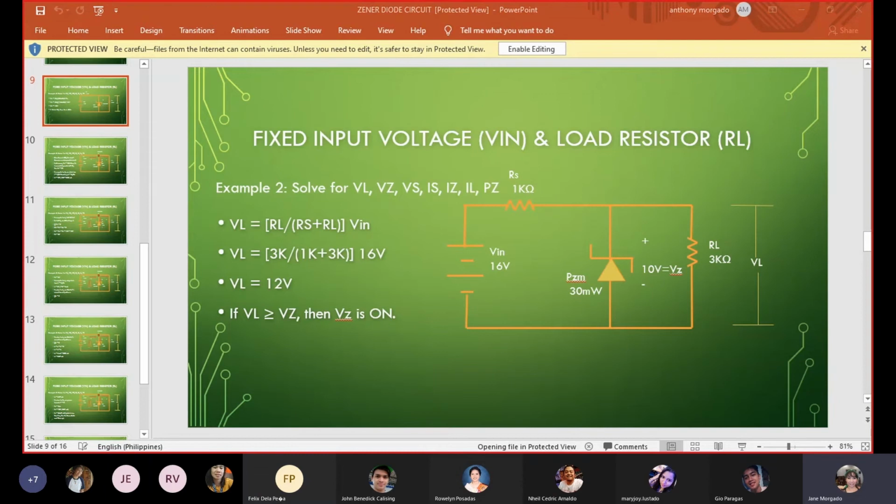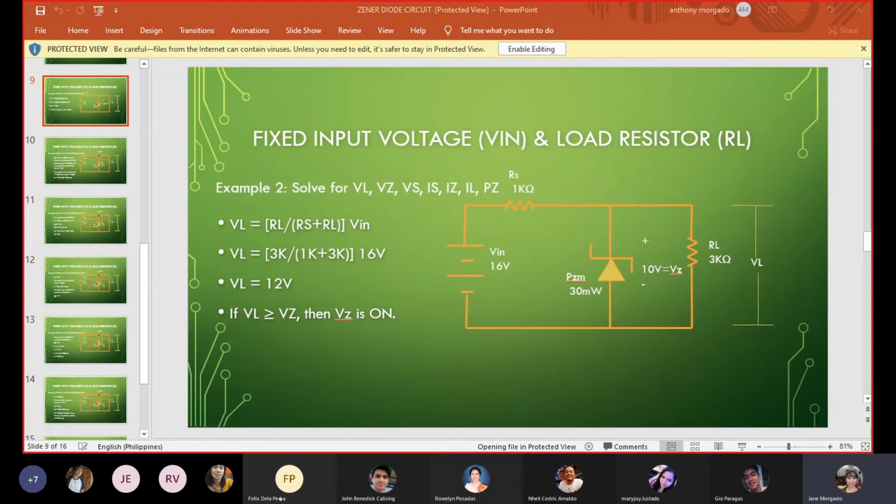Dulo-dulo connected. Ang series kasi, one after another. Di ba? After ni RS, si RL naman. Parang nakapila siya. Pero itong pag-parallel, dulo-dulo niya connected. Yan yung pagkakaiba ni parallel sa series. So since sa parallel, ano naman ang constant? Voltage. Tama, voltage ang constant sa parallel.